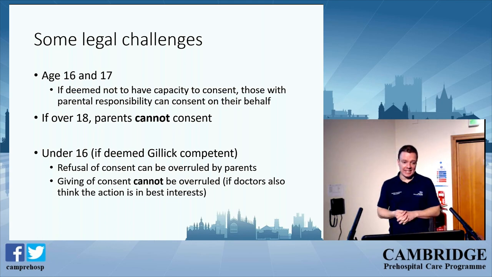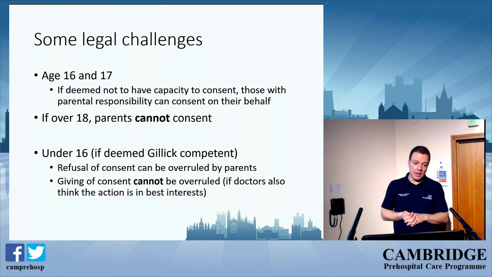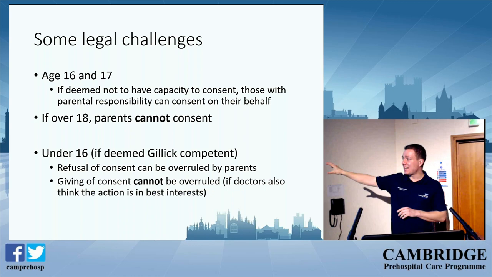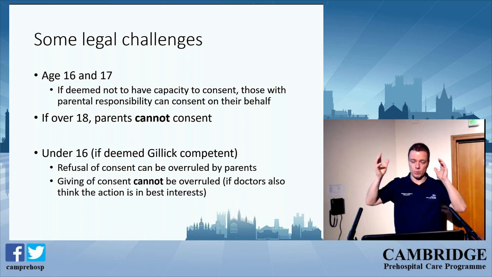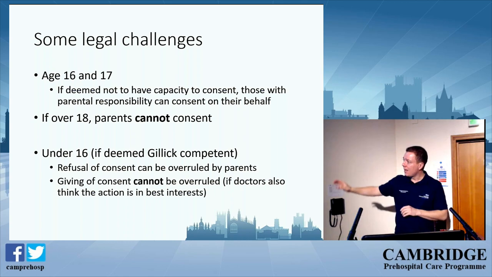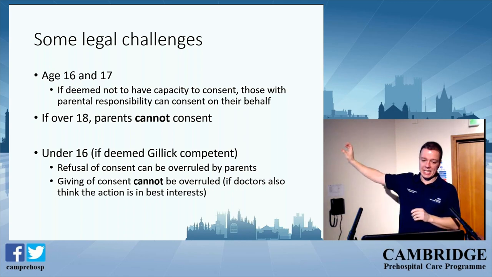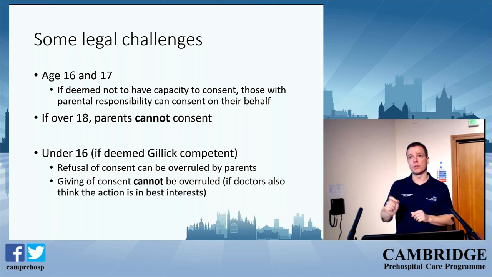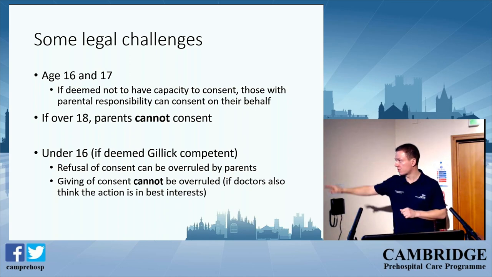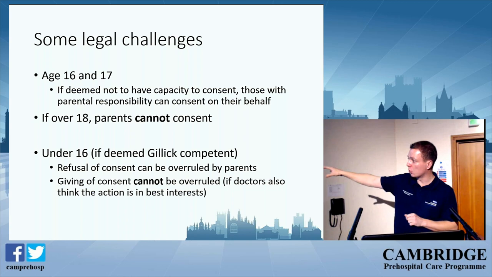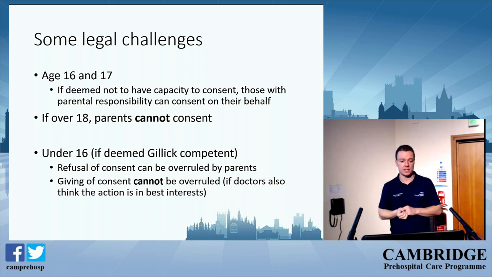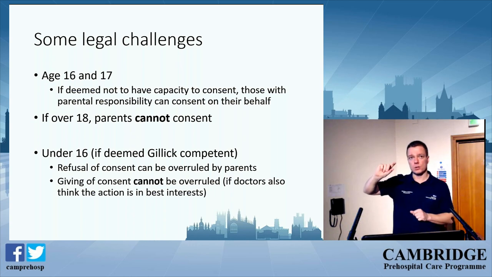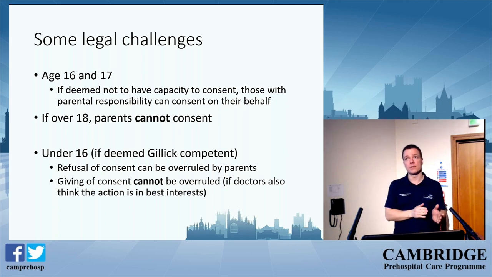Going back to that under-16 Gillick competent giving consent, the key point here, and this is where you have to have it absolutely right in your head, otherwise you get this mixed up: if that child who is under 16, who you deem is Gillick competent and meets those criteria that we've just talked about, gives consent, it can't be overruled by the parents. But of course, per those previous guidelines, the doctors also have to think that the action is in the best interest of the child. But the critical corollary of that is that refusal of consent can be overruled regardless of whether or not you think that child has Gillick competency.